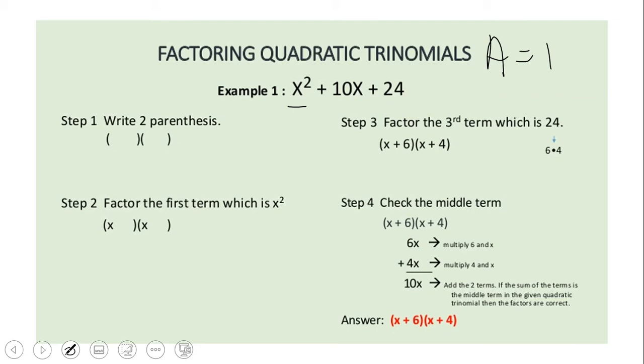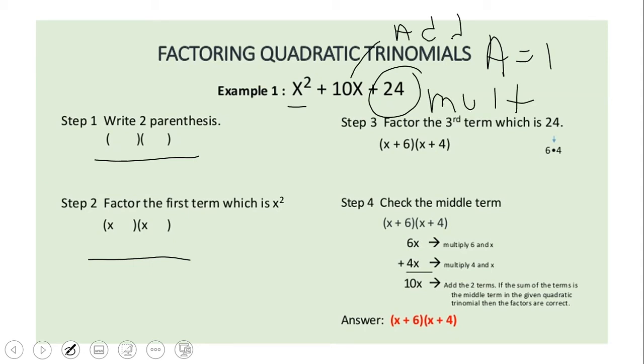So in a case like this, you're going to go ahead and start by writing two sets of parentheses. Whatever the variable is, you're going to put one of them in the front of the first parentheses and one of them in the front of the second parentheses. Then to fill out the parentheses, you're looking for two numbers that multiply to be the last term and add to be the middle term.